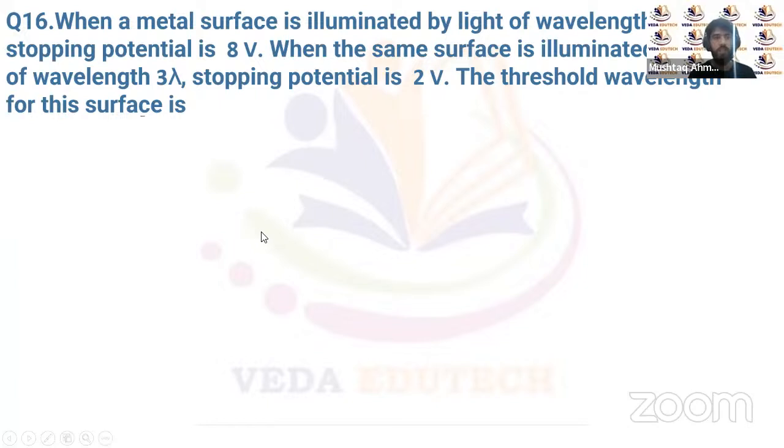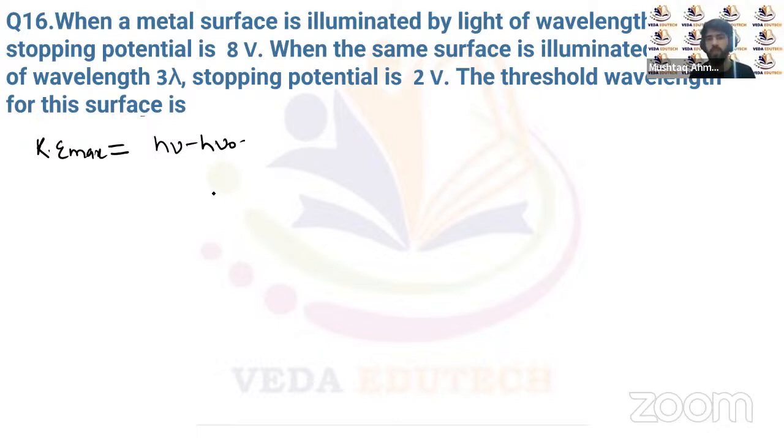Question number 16 is that when a metal surface is illuminated by light of wavelength lambda, the stopping potential is 8 volts. We know that the stopping potential is the potential required to stop the electron of maximum kinetic energy. So it will be h nu minus h nu naught. Now it's given that the stopping potential is 8 volts. It means that the maximum kinetic energy of that electron would have been 8 electron volts.